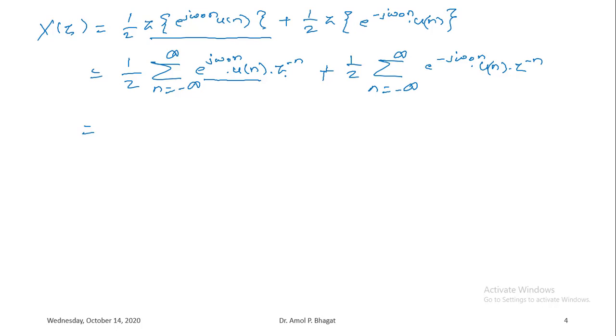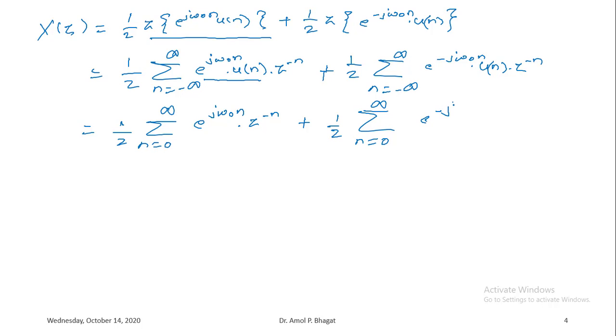Again, u of n is there in both signals, so you can restrict the limits. Instead of minus infinity to infinity, you can eliminate the negative values and take it as 0 to infinity. So 1 by 2 summation n equals 0 to infinity e to the power j omega 0 n into z to the power minus n, plus 1 by 2 summation again n equals 0 to infinity. We eliminated negative values of n from both summations, and in place of u of n we have substituted the value 1. So e to the power minus j omega 0 n into z to the power minus n.